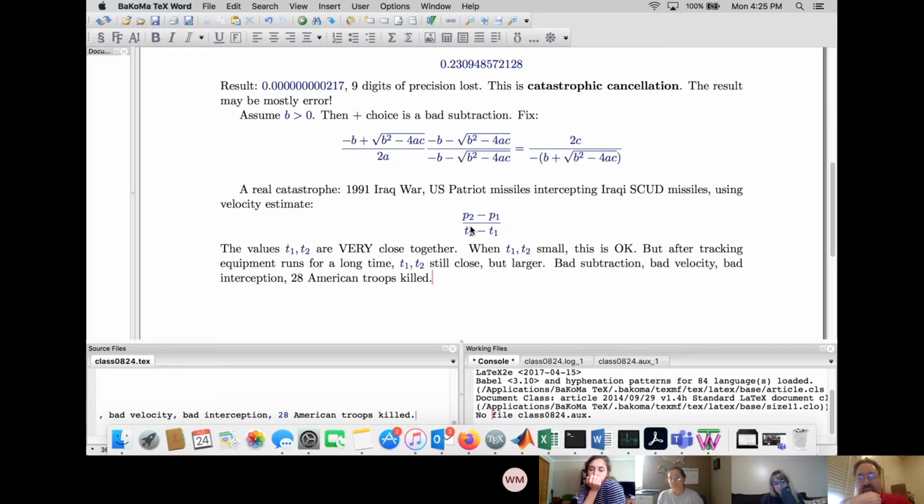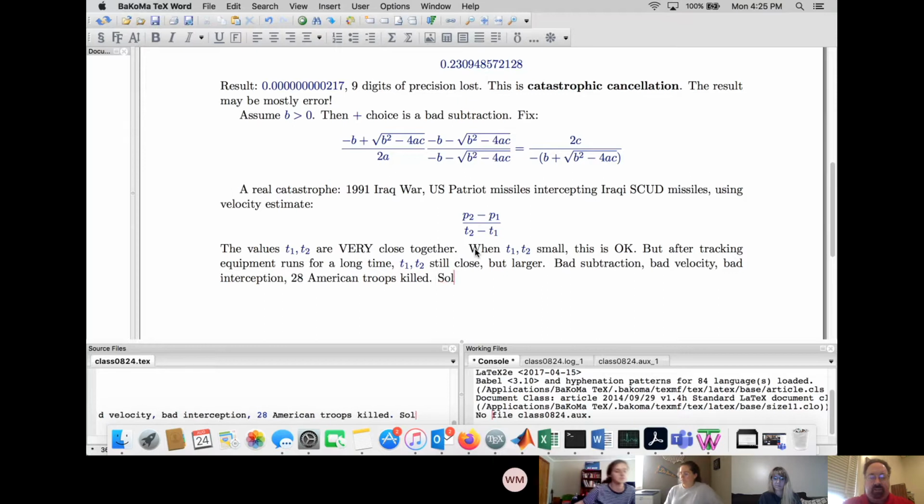So they investigated to find out how this could have happened, because this was after several successful Scud interceptions. Why did this one fail? When they investigated, they found that when tracking for a long time, these numbers, T1 and T2, were allowed to get large, and it threw off the estimate.